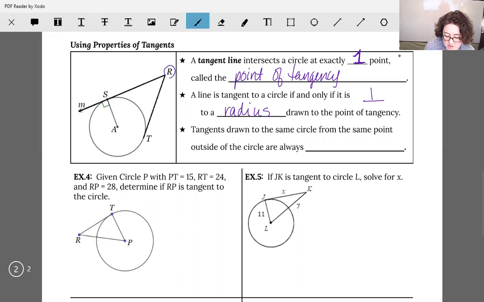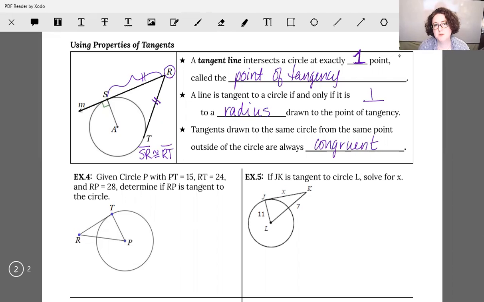Okay, tangents drawn to the same circle from the same point outside the circle. So both of these tangents are drawn from point R. And what happens is they are always going to be congruent every time. So let's go ahead and mark that on the diagram. Again, don't forget to mark segments congruent. You typically use a dash mark. So I'm going to use 2 just so it stands out a little bit better. And so it's going to be congruent to just that piece there. Segment SR is congruent to RT. So we could actually write that down. SR is congruent to RT. And so we can use that together with what we know about having that right angle. We might be looking at a lot of right triangle problems. So we can put those together to solve some problems.